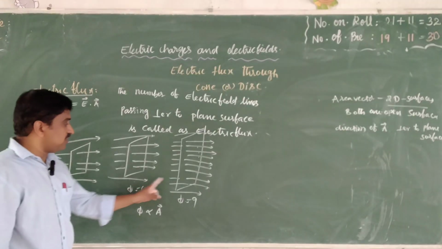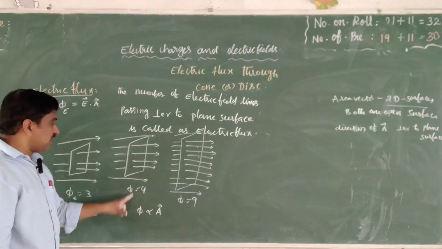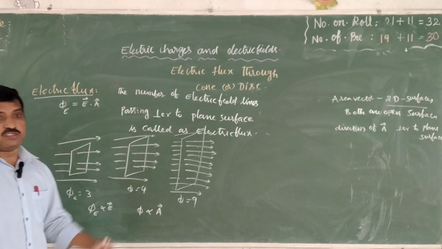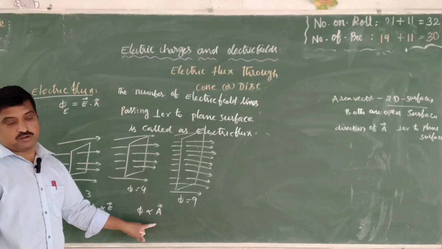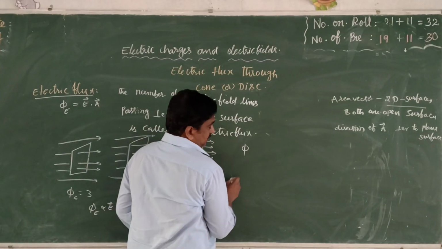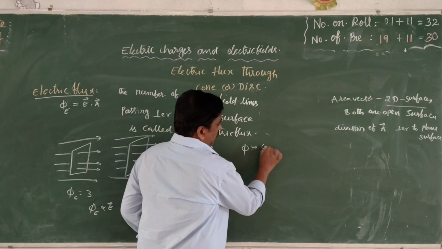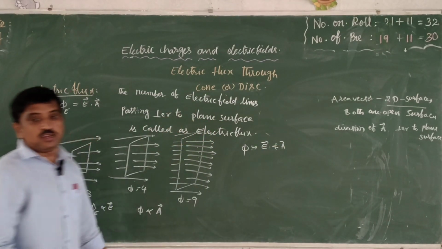Comparing this figure and this figure, the electric field lines are more here, that's why flux is more. Electric field lines are less here, so flux is less. Means when area changes, flux changes. Flux depends upon the strength of the electric field and the area vector, the area of the surface. So we can say flux depends on electric field and area vector, surface area.